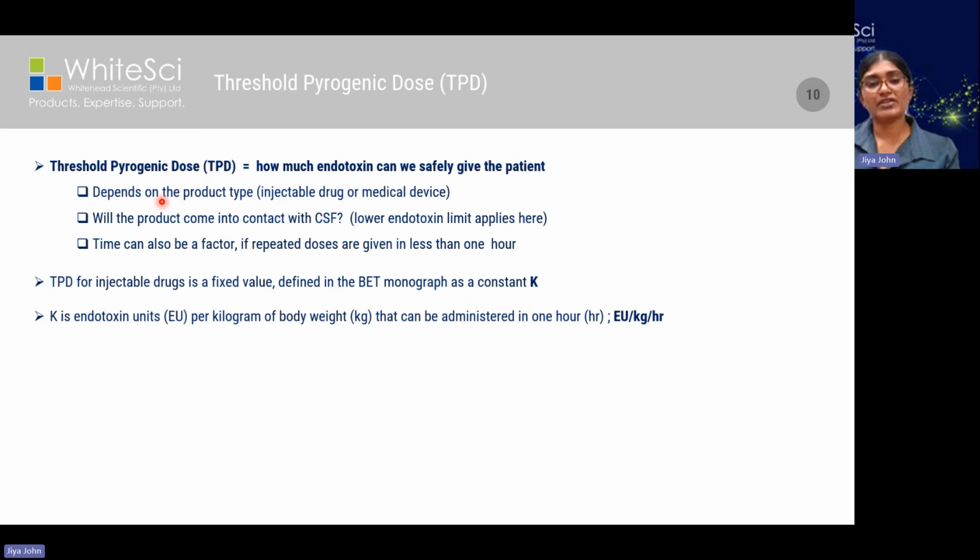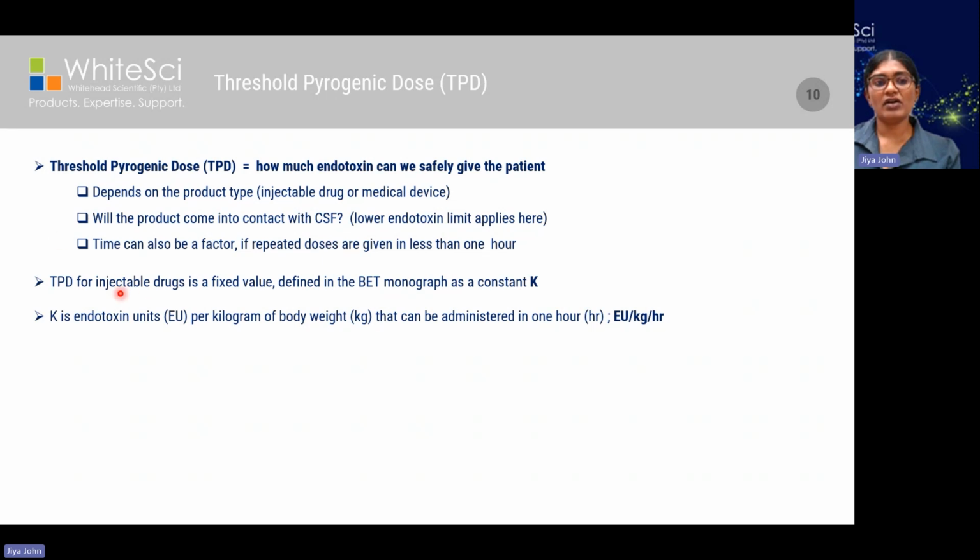Will the product come into contact with CSF, which is cerebrospinal fluid? Because a lower endotoxin limit needs to be applied here. And in certain cases, time can also be a factor, because if you are giving repeated doses within an hour, time needs to be taken into consideration.